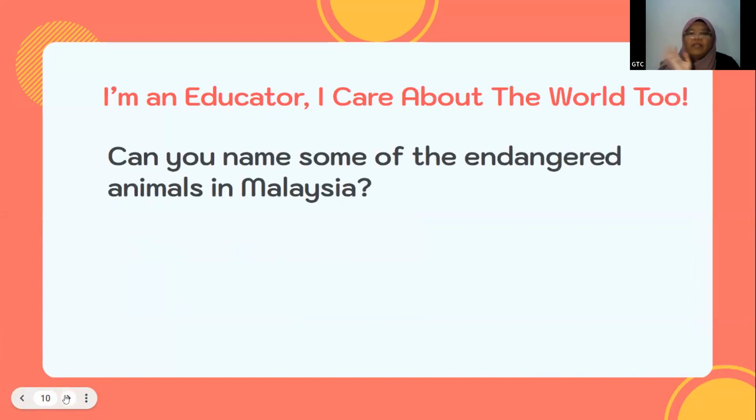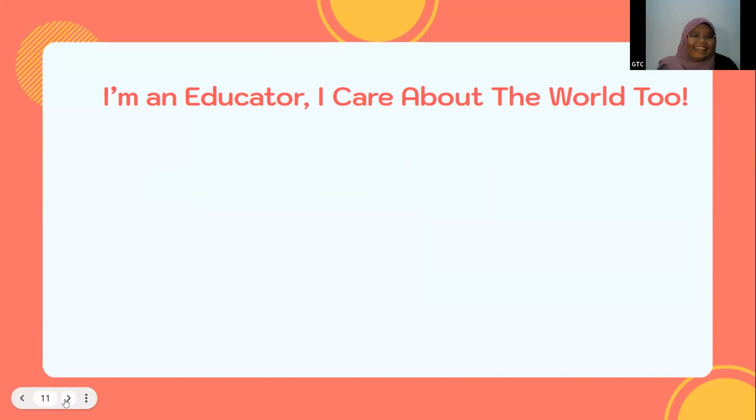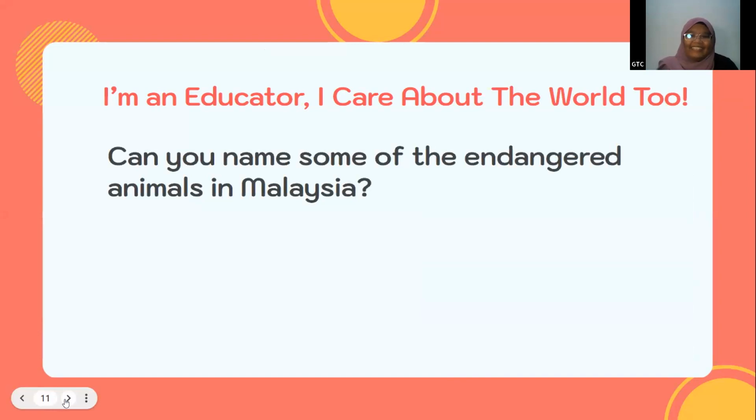Can you name some endangered animals, perhaps in Malaysia? You can put it in the chat or you can unmute. We have tapir, we have the panda, we have tiger. Good guess, good guess. Okay. What is this? Hornbill. Hornbill, correct. Okay. What's the next one?